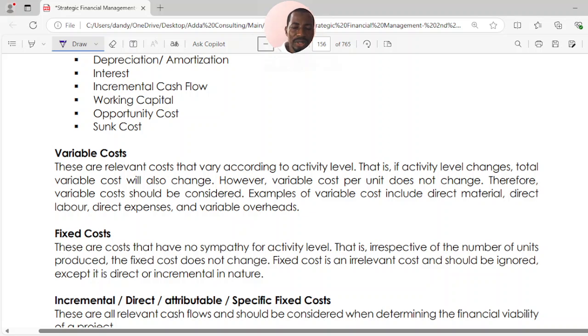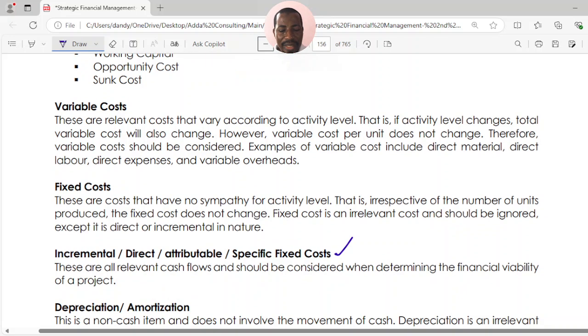So let's move to the next one. Incremental cash flow. All right. At times you may be given incremental fixed cost, attributable, specific, or direct fixed cost. When you have all these kinds of fixed costs, that means they are relevant. Incremental, direct, attributable, or specific fixed costs are all relevant cash flows and should be considered when determining the financial viability of a project.